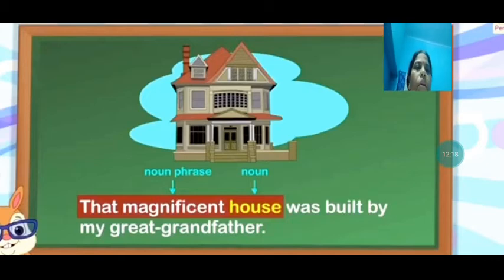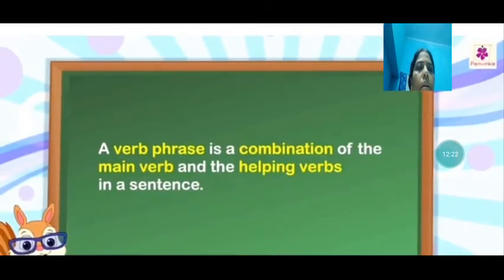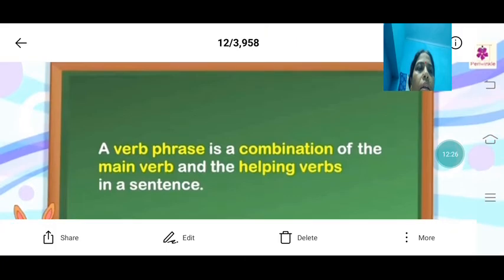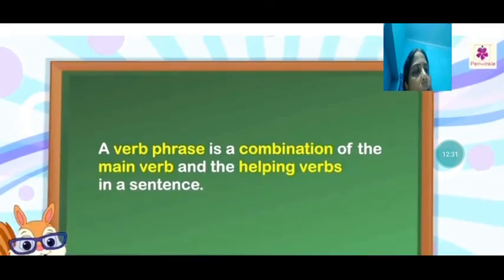So here you have the noun phrase. Then a verb phrase. It is a combination of the main verb and the helping verbs in a sentence. In a verb phrase, you will find the main verb and also the helping verb.